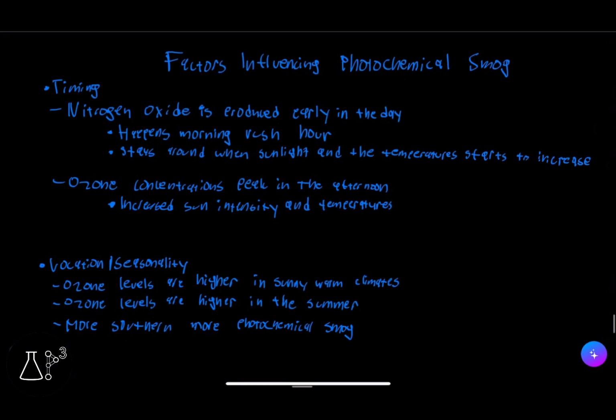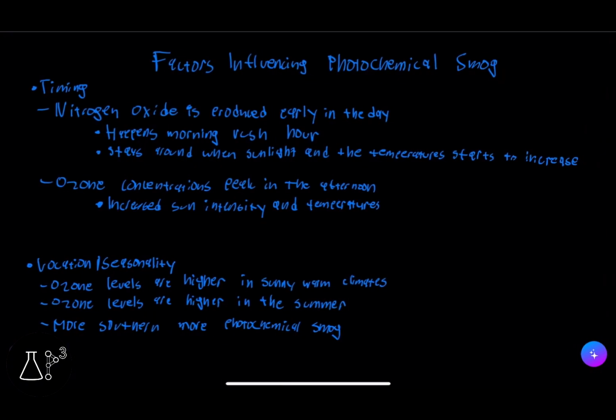So now we're going to talk about the factors influencing photochemical smog. Timing: nitrogen oxides are produced early in the day, during morning rush hour, and stay around as sunlight and temperature start to increase. Ozone concentrations peak in the afternoon, when there's an increase in sun intensity and temperature. And then there's also location and seasonality. Ozone levels are higher in sunny, warm climates, and also higher in the summer. The more southern, the more photochemical smog.